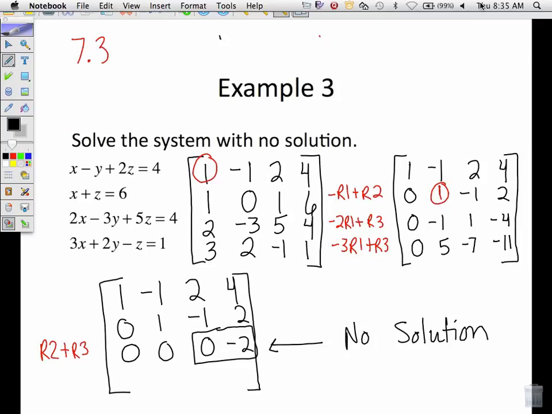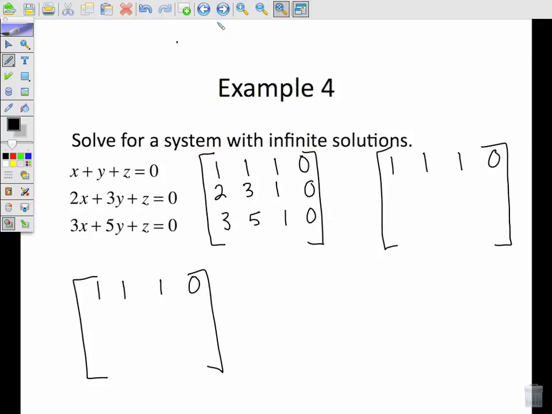All right, let's go ahead and move on and see what we have here for our next example 4. Solve the system of equations with infinite solutions. All right, so I take my system, I make a matrix, and now I'm going to use the number 1 to get rid of the 2 and 3. Here's what we got to do. Negative 2 row 1 plus row 2. And again, if you need to pause and be able to take some time to write this down, please do so. That is 0. Negative 2 plus 3 is 1.